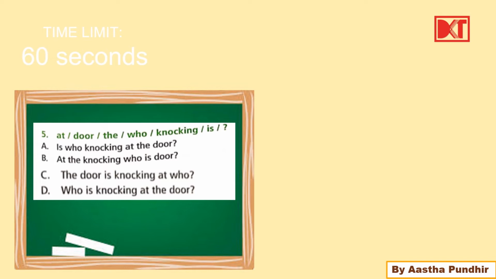So this question says, "at door the who knocking is?" and again a question mark. What do the question marks tell us? That this is an interrogative sentence, which means it is a question. And we just did an example of a question, so let's see this one as well.